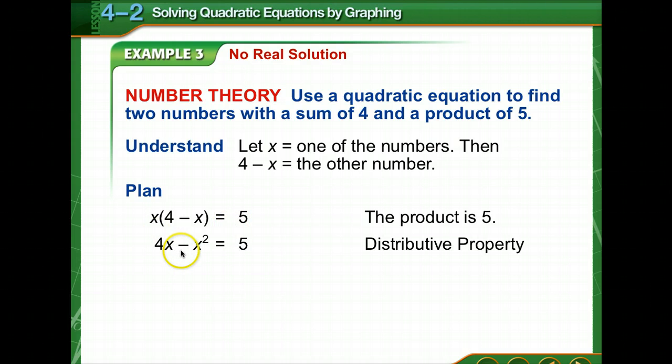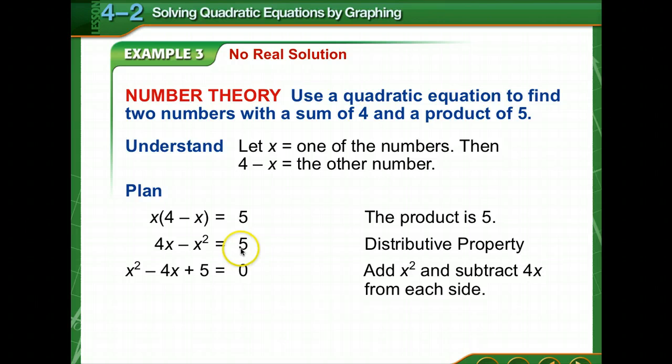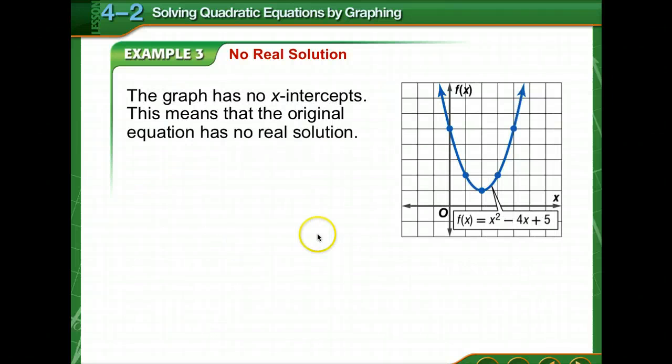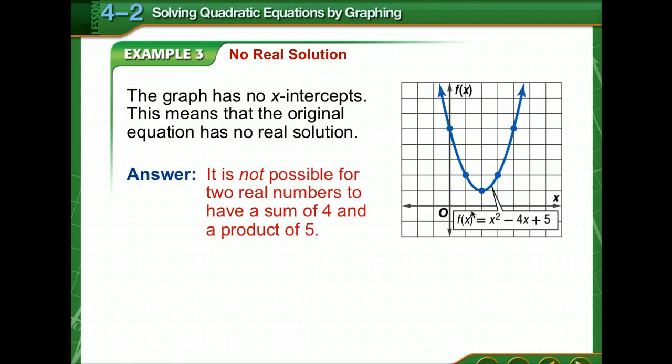So we use the distributive property. I wonder why they added 5. This should have been subtracting 5. Then they're going to graph that function. The graph has no x-intercepts. This means that the original equation has no real solution. So it is not possible for two real numbers to have a sum of 4 and a product of 5.